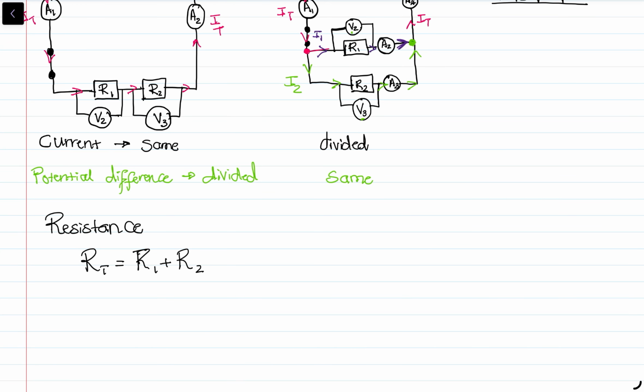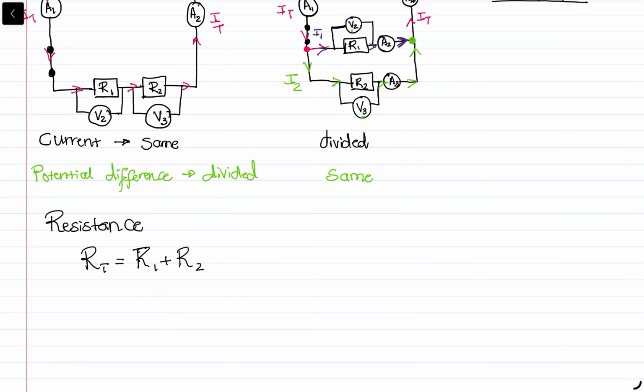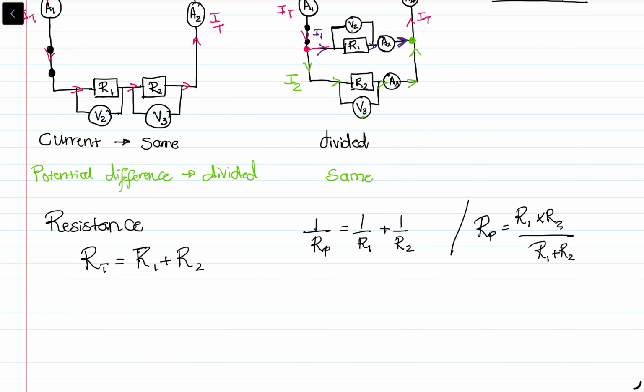And then when it comes to parallel, you have two ways. 1 over R parallel is equal to 1 over R1 plus 1 over R2. That is the formula. Or you can use the one which says R parallel is equal to the product over the sum, the product of the two resistors, R1 times R2, over R1 plus R2. So those are the two formulas that you can use.